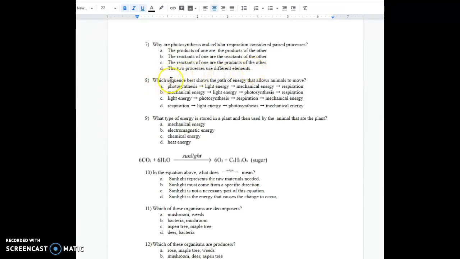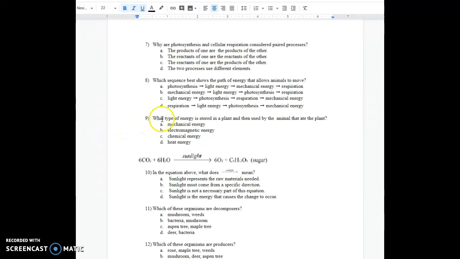Number 8. Which sequence best shows the path of energy that allows animals to move? A. Photosynthesis to light energy to mechanical energy to respiration. B. Mechanical energy to light energy to photosynthesis to respiration. C. Light energy to photosynthesis to respiration to mechanical energy. Or D. Respiration to light energy to photosynthesis to mechanical energy.